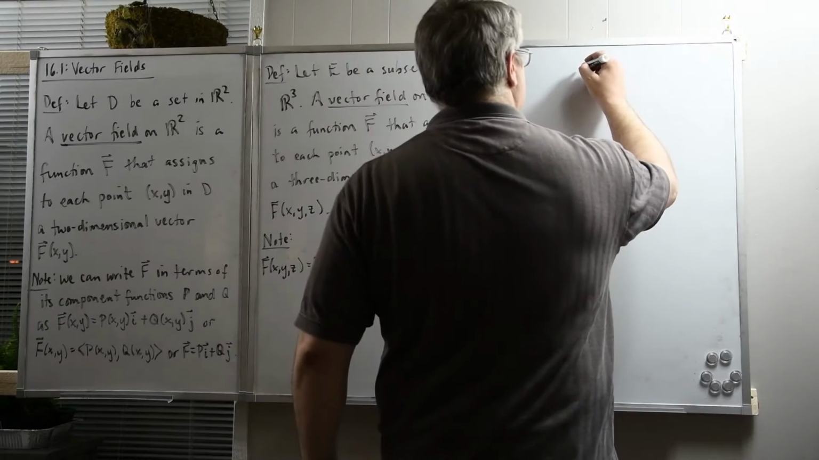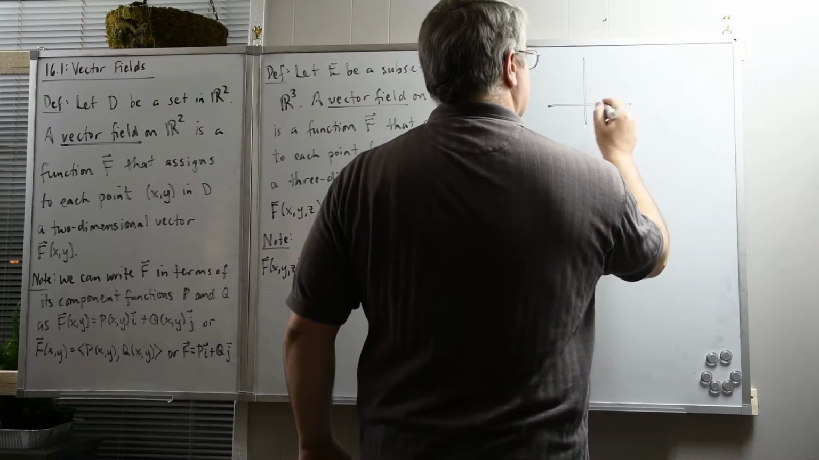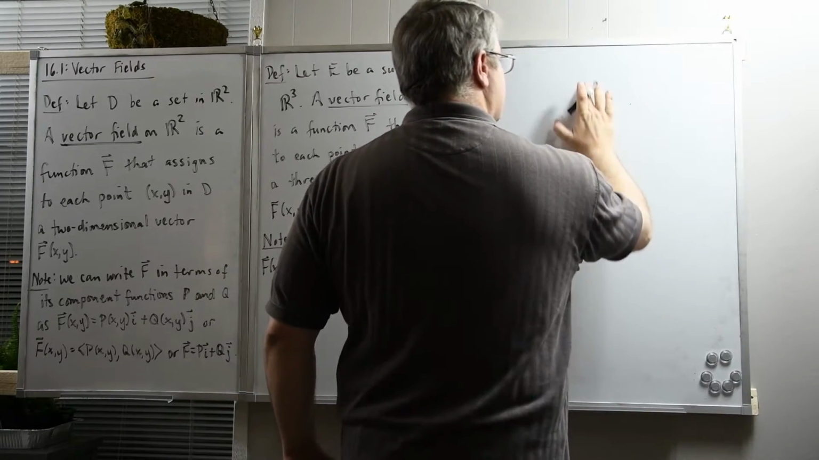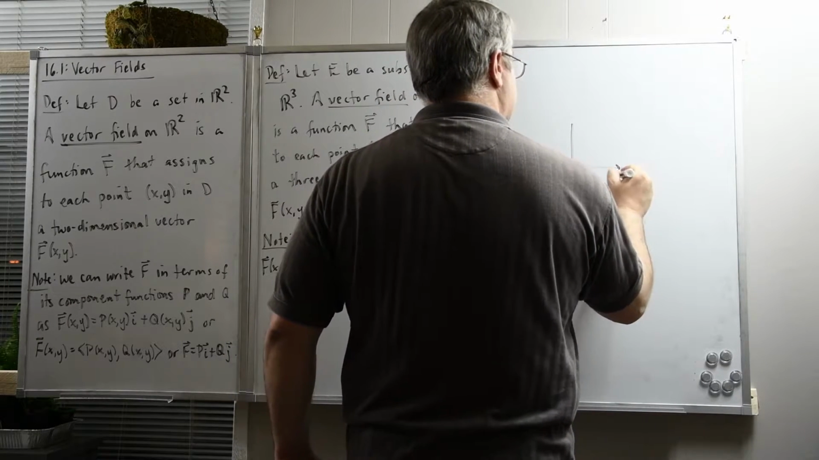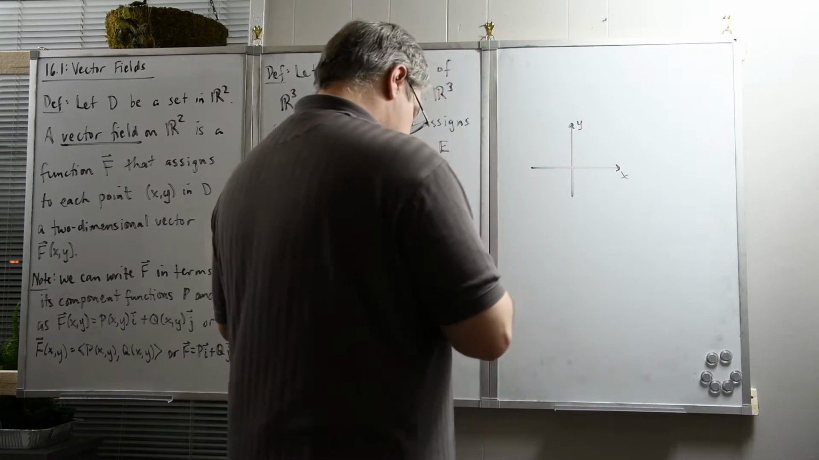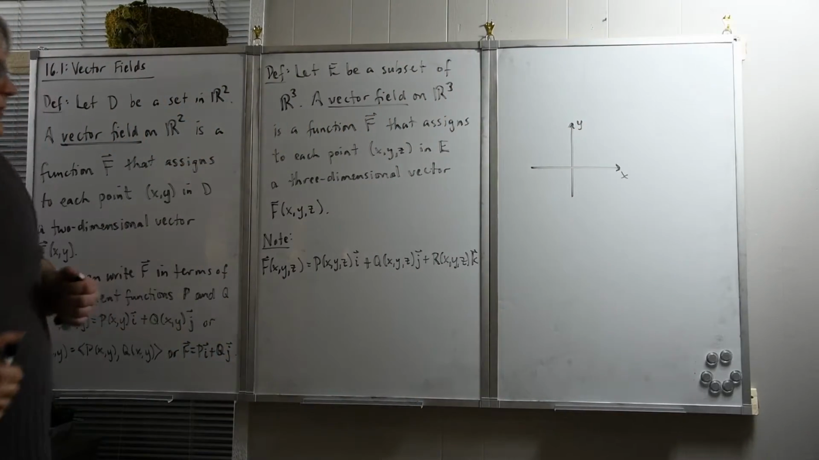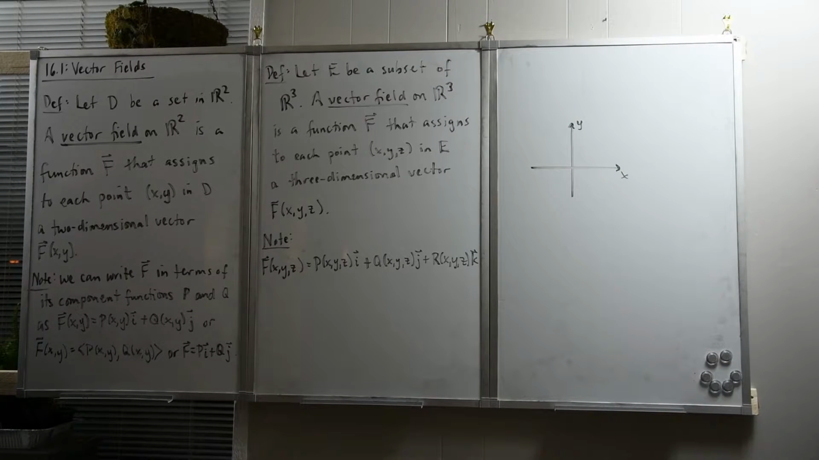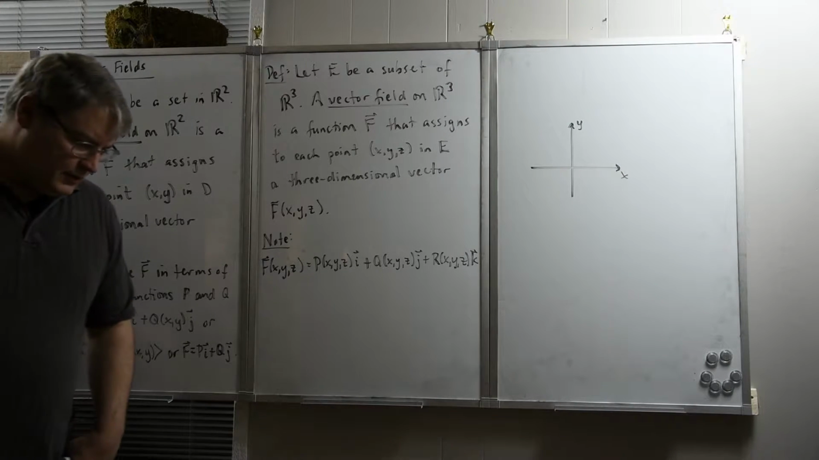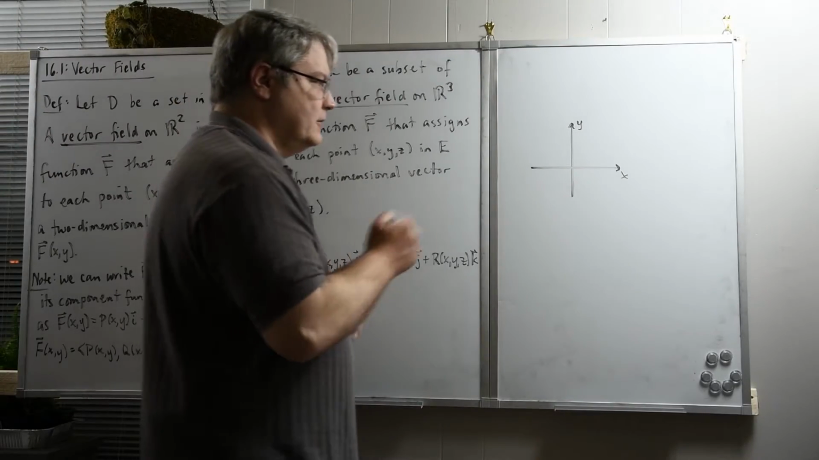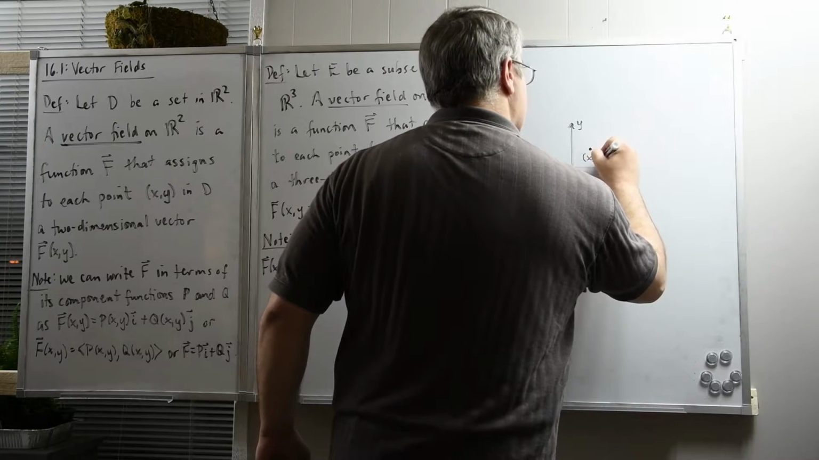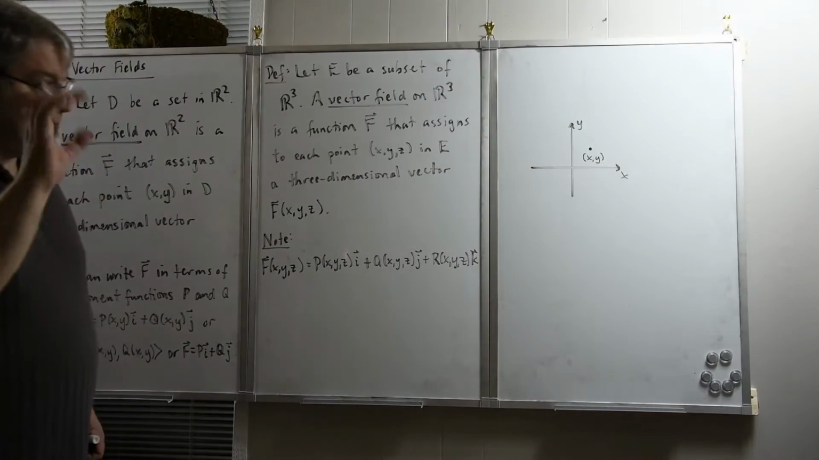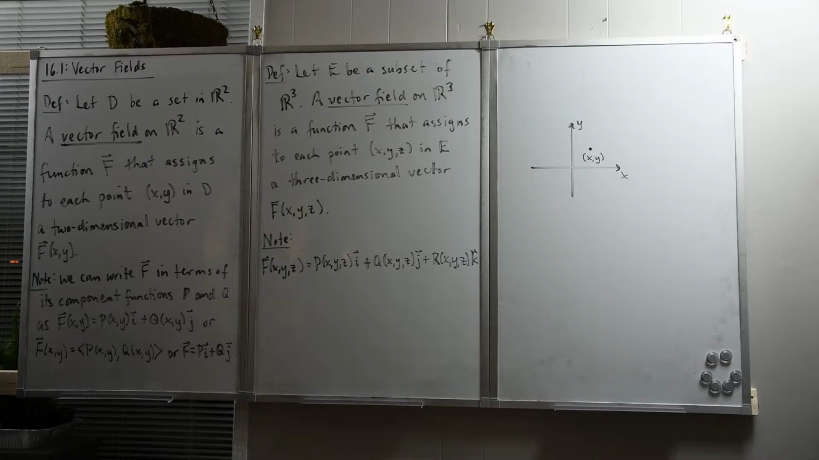But basically, if you want a geometric representation, in the two-dimensional case, you would have maybe a situation like this. And you have some sort of function F defined on some set D in R2. And if you were to take a look at a particular x, y that's in D, then plug that x, y into the function F and it'll give you a vector.